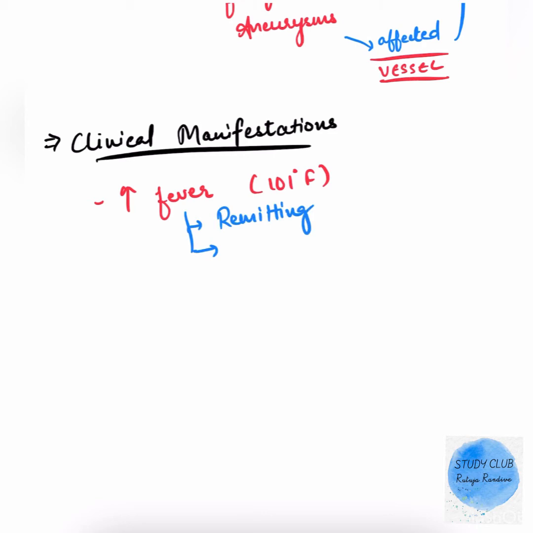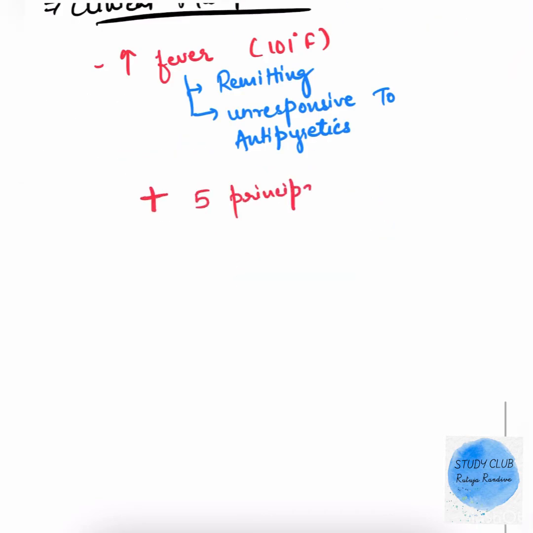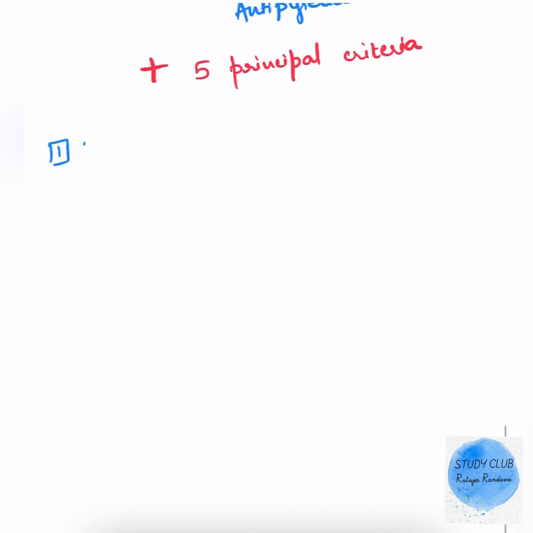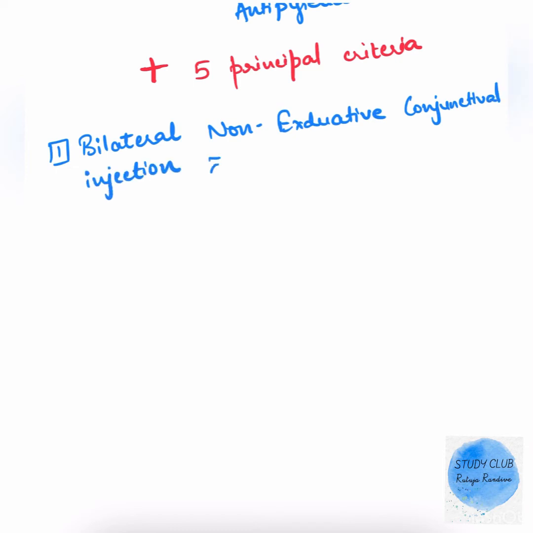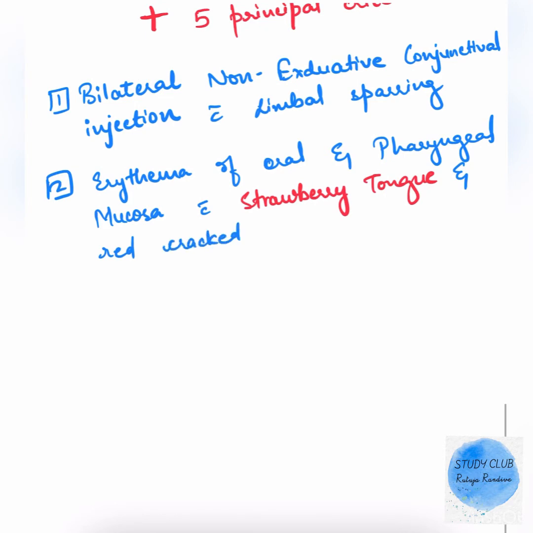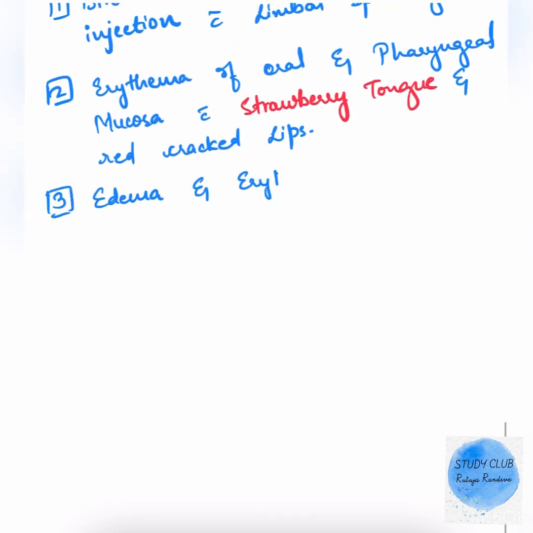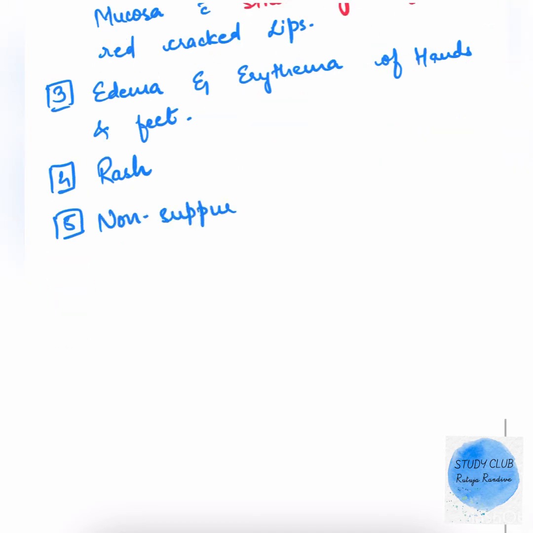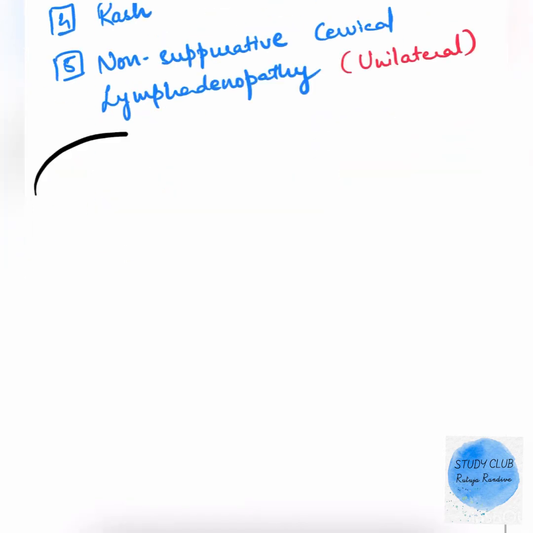There is high fever, which is remitting and unresponsive to antipyretics, plus 5 principal criteria. The first is bilateral non-exudative conjunctival injection with limbal sparing. Second is erythema of the oral and pharyngeal mucosa with strawberry tongue and red cracked lips. The third is edema and erythema of hands and feet. Fourth is rash, and fifth is non-suppurative cervical lymphadenopathy, which is basically unilateral.